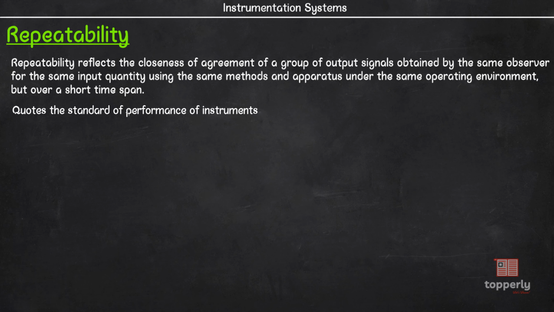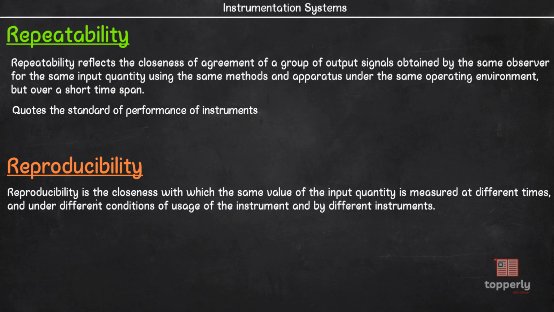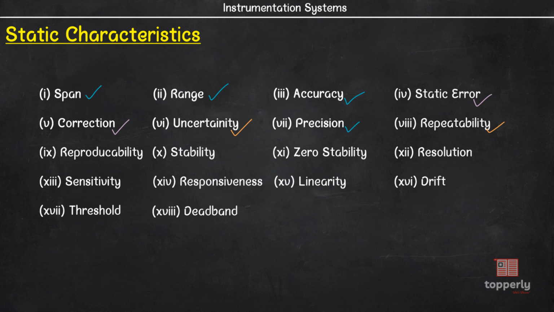Okay, now we have reproducibility. It is the closeness with which the same value of the input quantity is measured at different times and under different conditions of usage of the instrument and by different instruments. Therefore, the output signals and indications are checked for consistency over prolonged periods and at different locations to determine the reproducibility of instruments. Perfect reproducibility ensures interchangeability of instruments. That is, if the instrument at one site fails or breaks down, it can be replaced with another instrument of the same kind. Okay, so that was reproducibility.